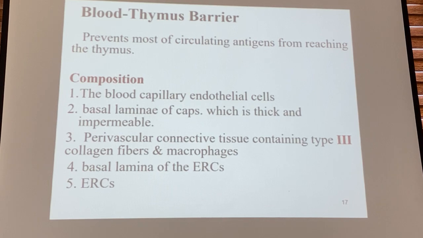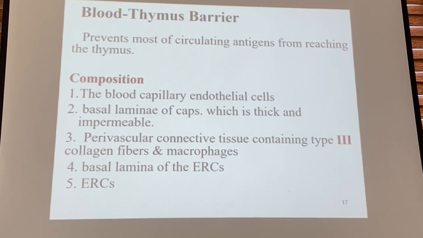Blood thymus barrier, or blood thymic barrier. In several organs in the body, like the brain, there is, for example, the blood-brain barrier. In the lung, there is the blood-air barrier. In the testes in males, there is the blood-testis barrier. For the thymus also, there is the blood-thymic barrier.